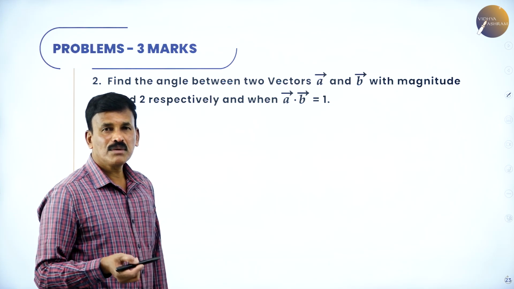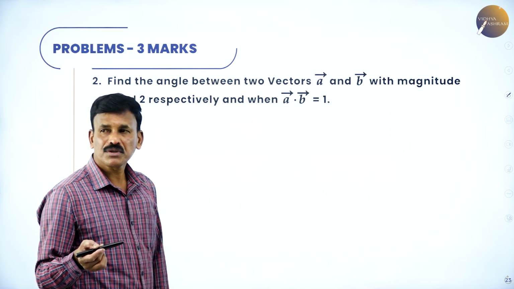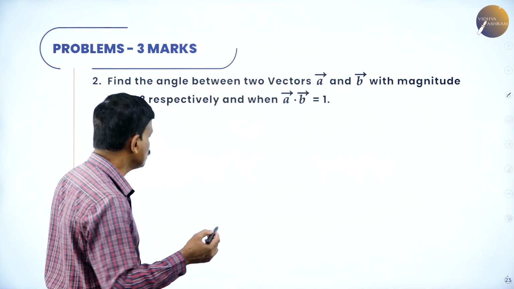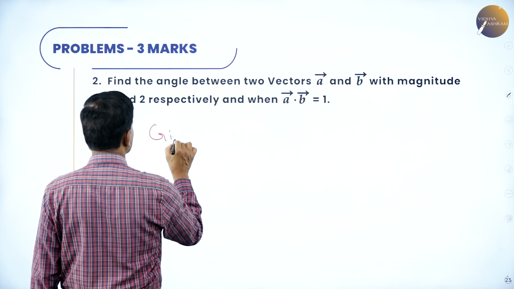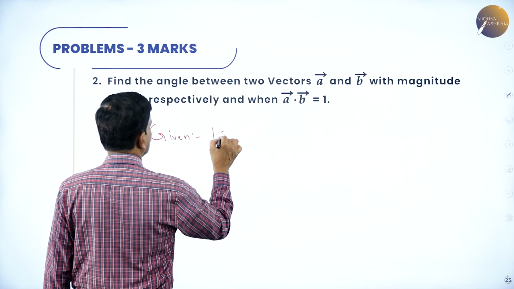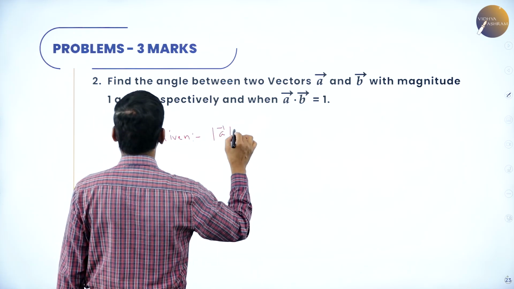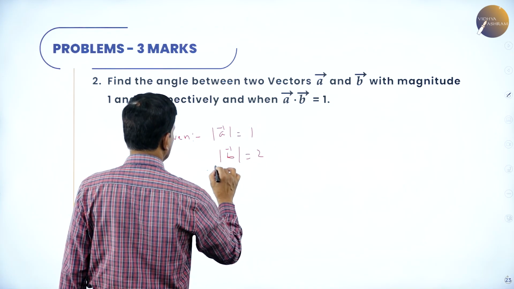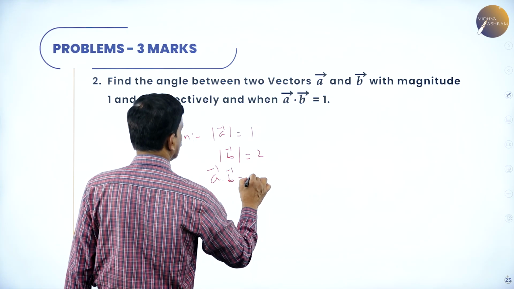So, they have already given the magnitude of A and B and also the dot product. Very simple. What is given? The magnitude of A, length of A, is equal to 1, length of B is equal to 2, and A dot B is equal to 1.